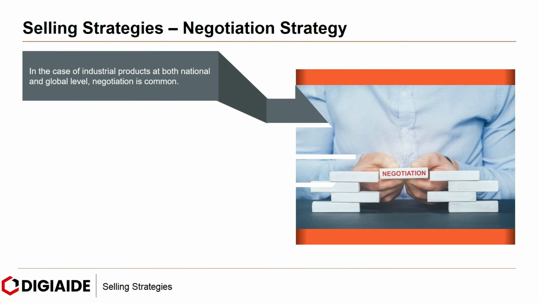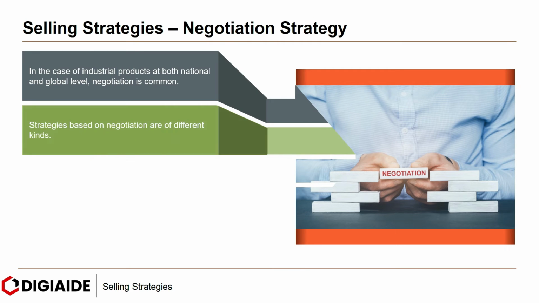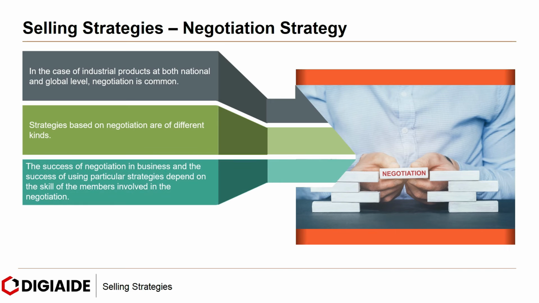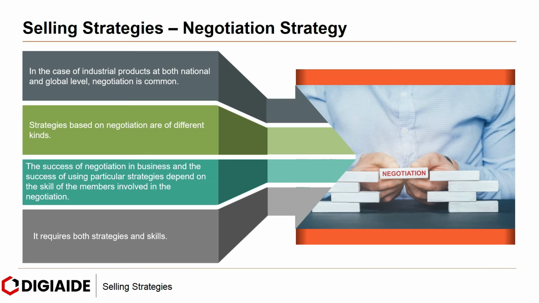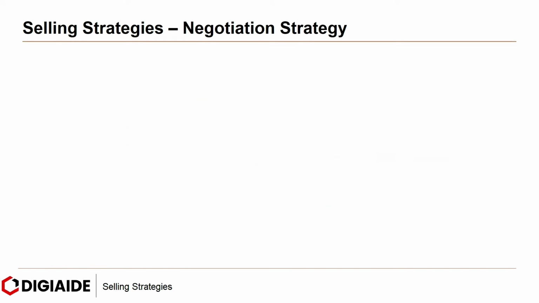In the case of industrial products at both national and global level, negotiation is common. Strategies based on negotiation are of different kinds. The success of negotiation in business and the success of using particular strategies depends on the skill of the members involved in the negotiation. It requires both strategies and skills.